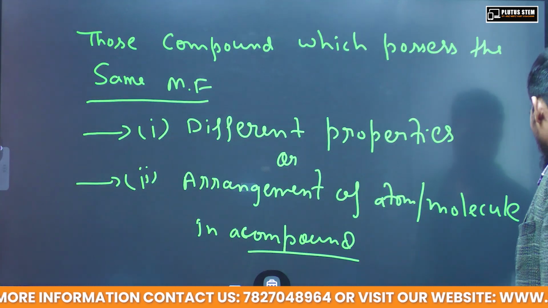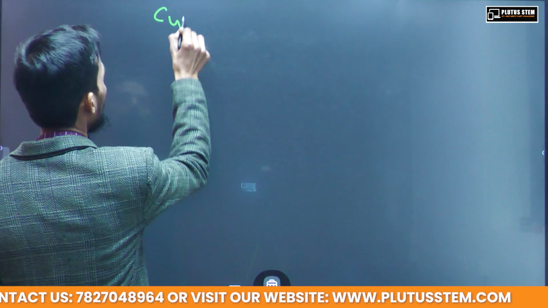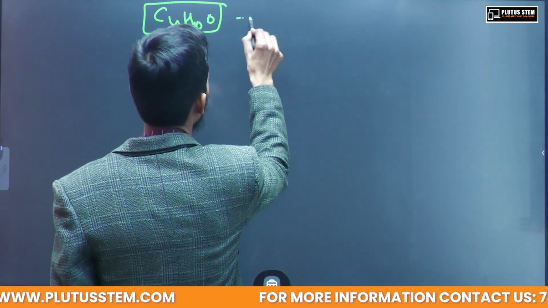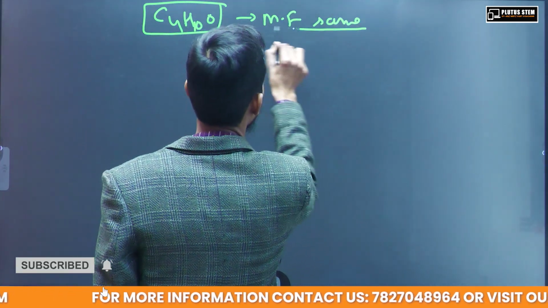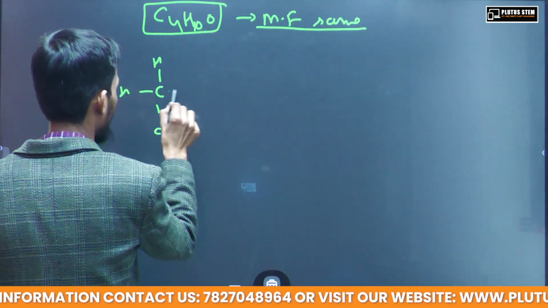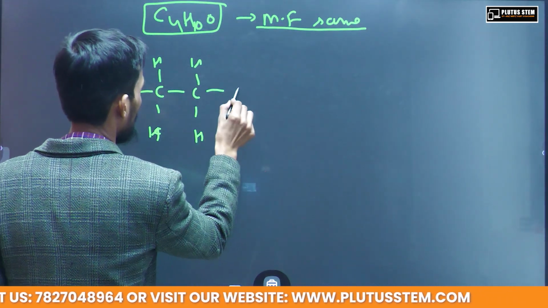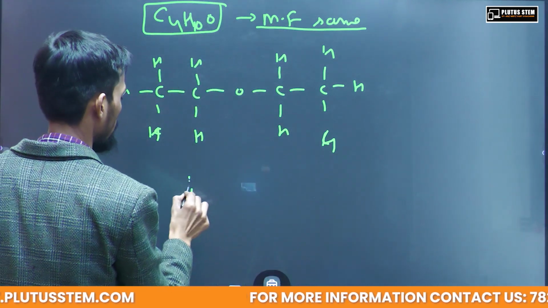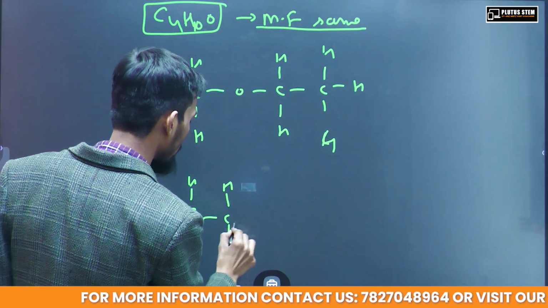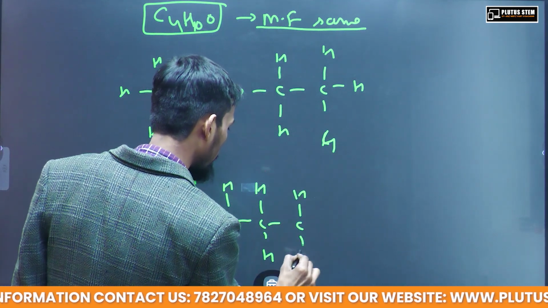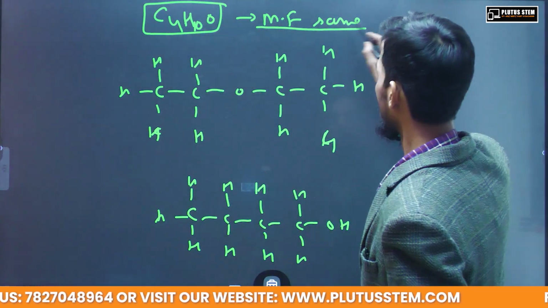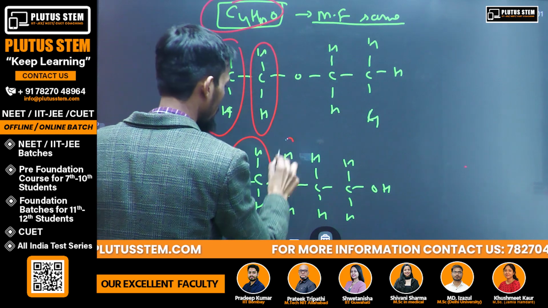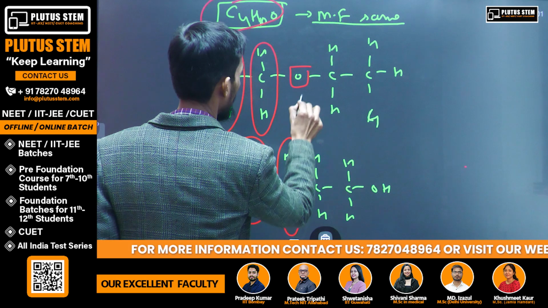Again coming back to the same example, C4H10O. In this example, the molecular formula is the same, but the structural formula is different. We will see it like this. Both possess the molecular formula C4H10O. In the arrangement of atoms, over here CH3, then CH2, then CH2, and after that the arrangement is like this.